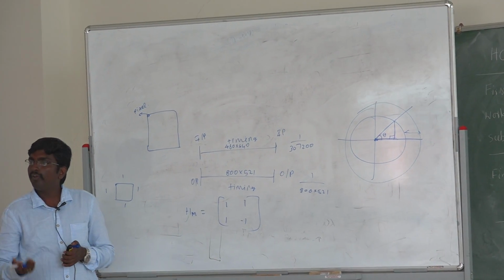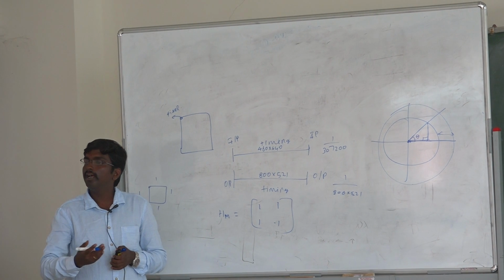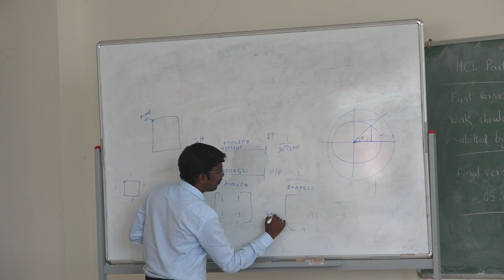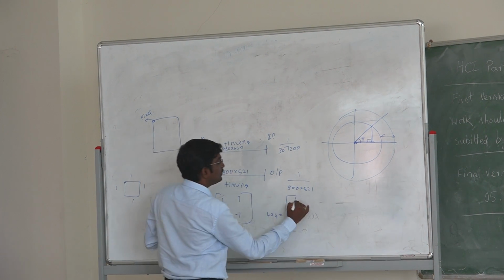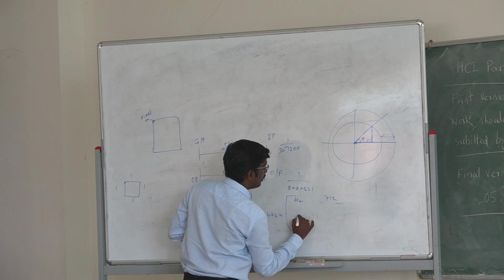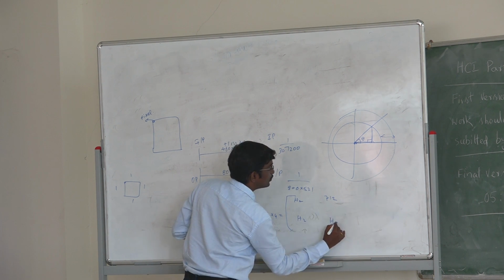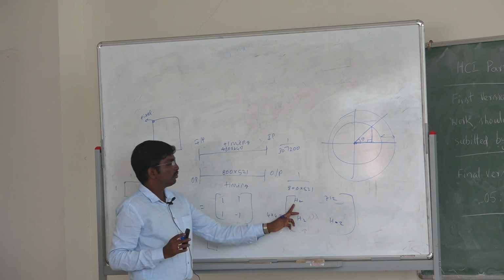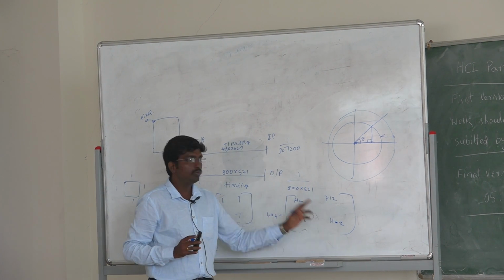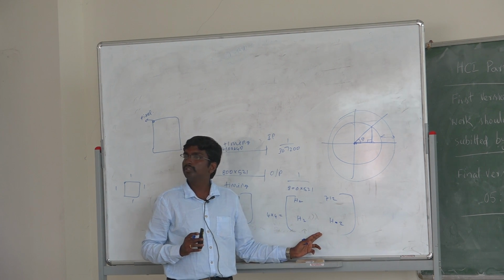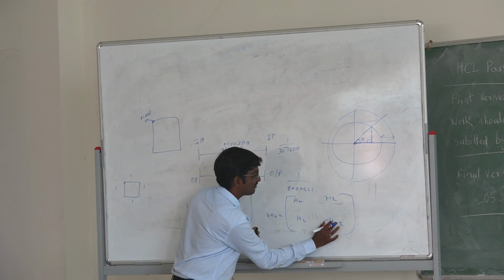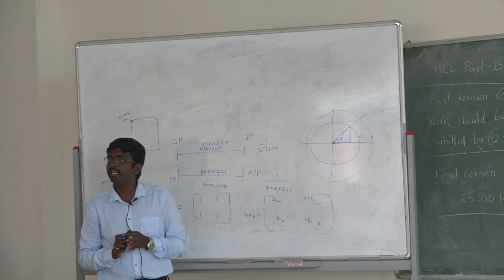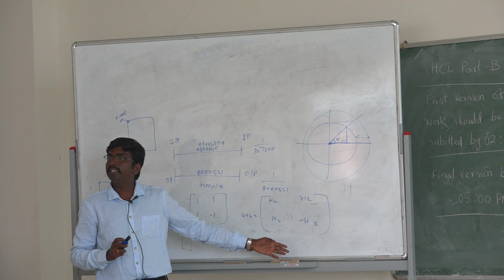In case I want a higher order, I need to go for the next version. So I need to keep 4 cross 4. This is for H2, H2, H2 and minus H2. So if we keep this entire thing, you will get the 4 cross 4 matrix. And in the next stage you will get the 8 cross 8 matrix.